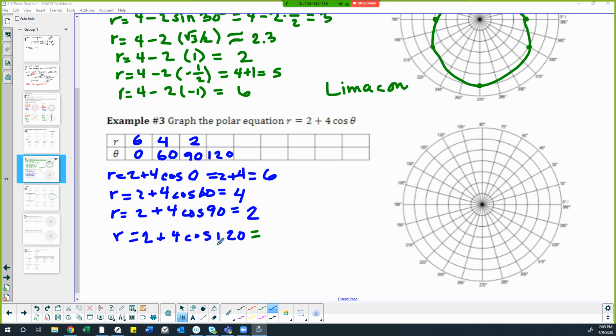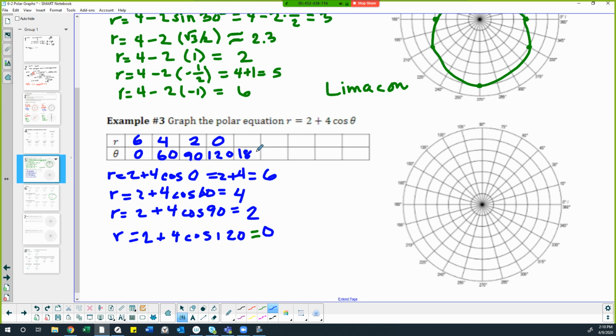We've already started example 2 here. So we plugged in 0 and we got 6. And we plugged in 60 and we got 4. And we plugged in 90 and we got 2. And we plugged in 120 and we got what, Adrian? Good. Okay.